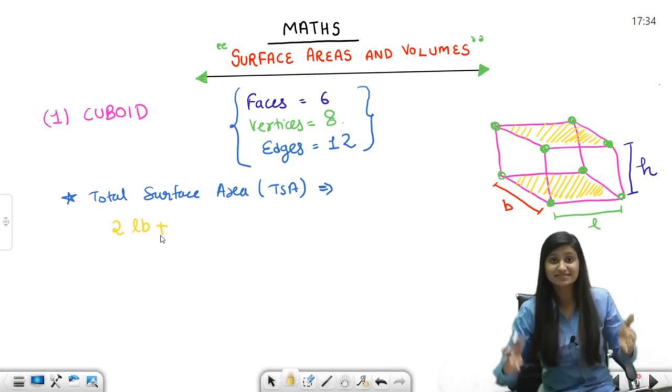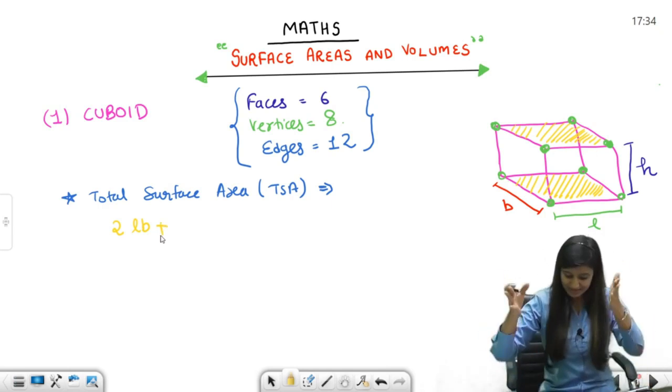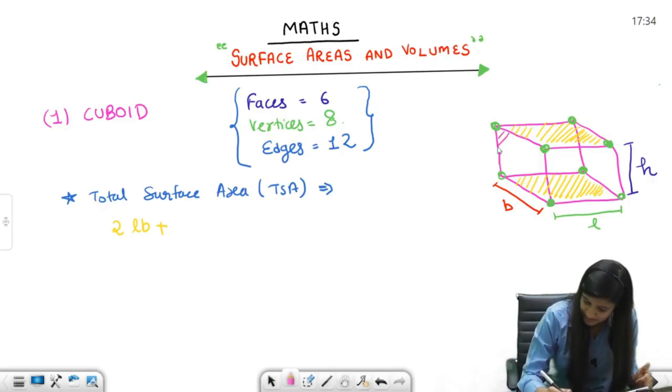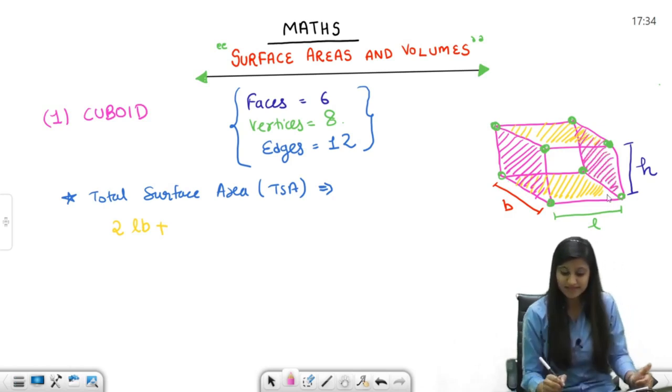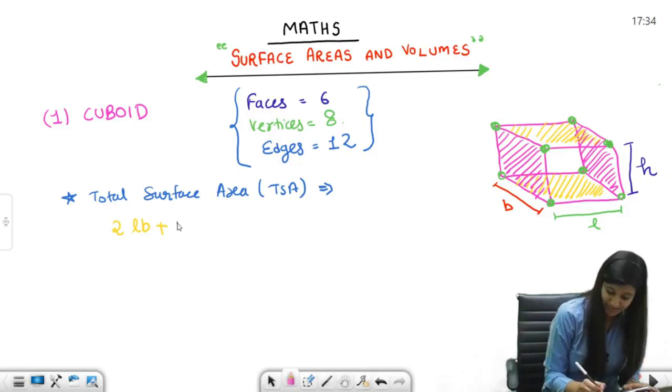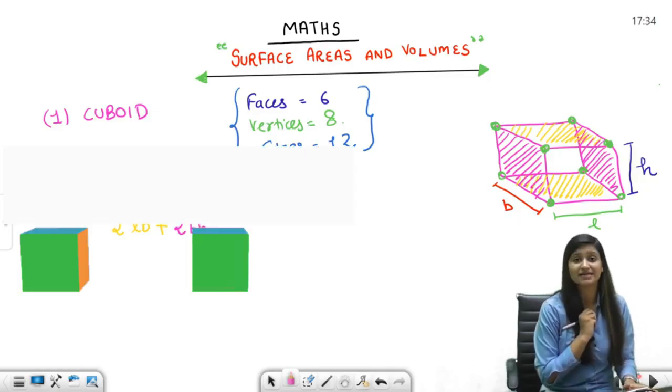Now we will see the side ones which are present at the sides. Let me represent it with another color, say pink. These 2 rectangles, these side ones. What will be their area? There will be breadth into height, right? So plus 2 times breadth into height, right?